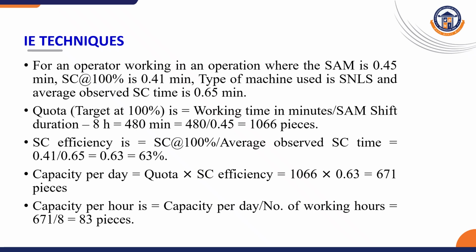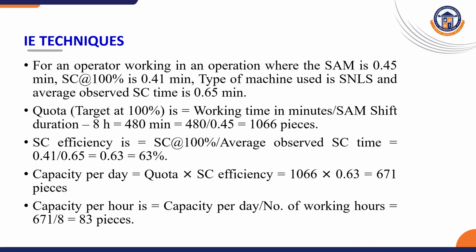Single cycle efficiency is equal to single cycle at 100% divided by average observed time. That is, single cycle at 100% is 0.41, average time is 0.65. So efficiency is only 63%. Now the capacity is your quota of 1066 shirts into efficiency 63%, that is 63 by 100 or 0.63, which gives 671 pieces. So the capacity per day is 671, and per hour, divided by 8, is 83 pieces. So this is how the calculation is done.